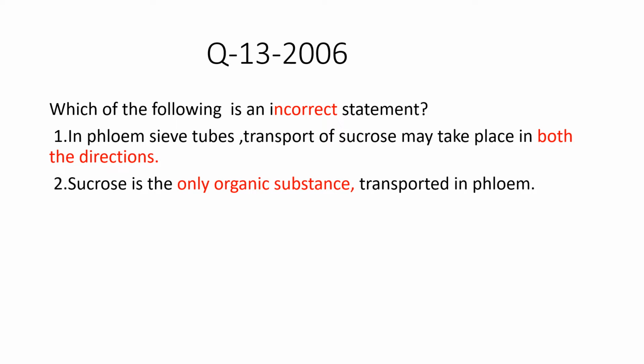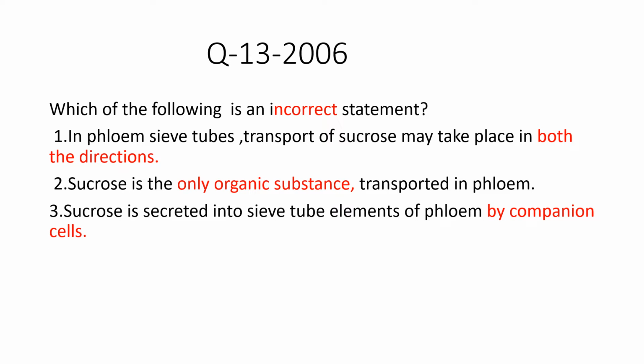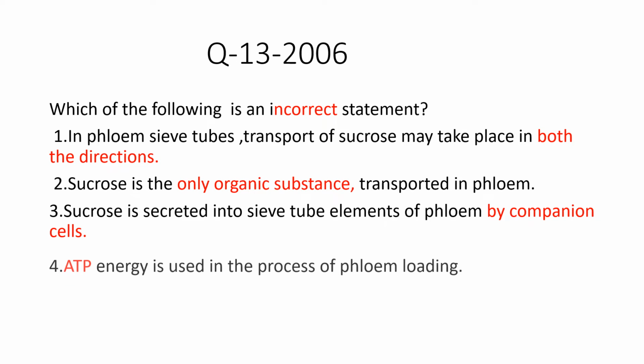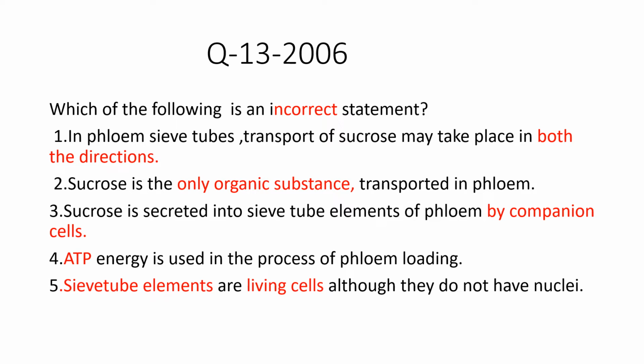2. Sucrose is the only organic substance transported in phloem. 3. Sucrose is secreted into sieve tube elements of phloem by companion cells. 4. ATP energy is used in the process of phloem loading. 5. Sieve tube elements are living cells although they do not have nuclei.